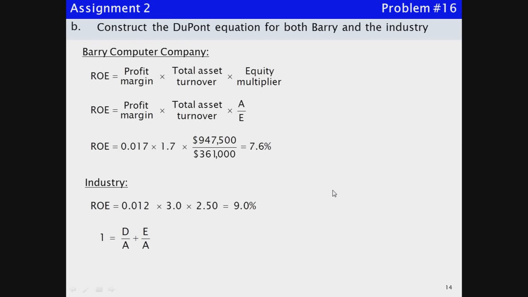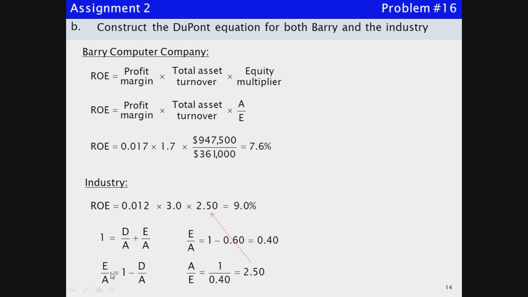Doing the same thing using the industry data, we get ROE is 0.012 times 3 times 2.5 equals 9%. I got that 2.5 by this simple idea, let's just go through this. We know that D plus E is A, right? A is equal to D plus E. If I divide every item by A, I have A over A, which is 1, is equal to D over A plus E over A.